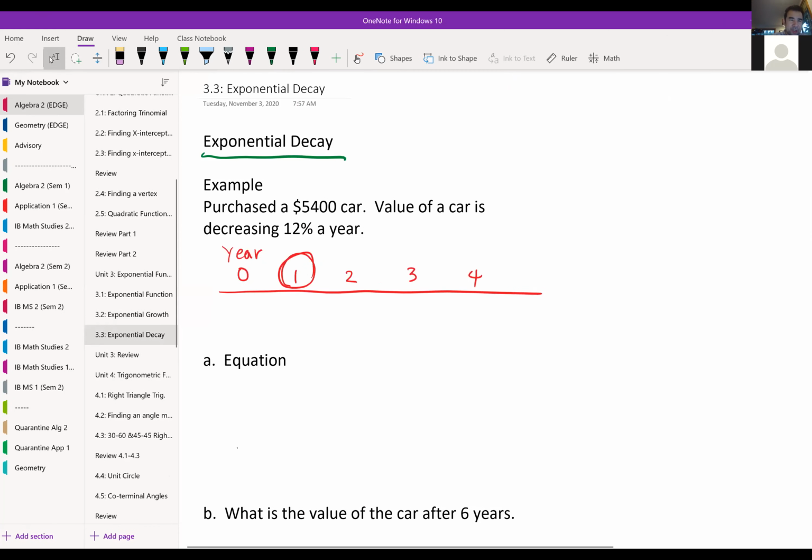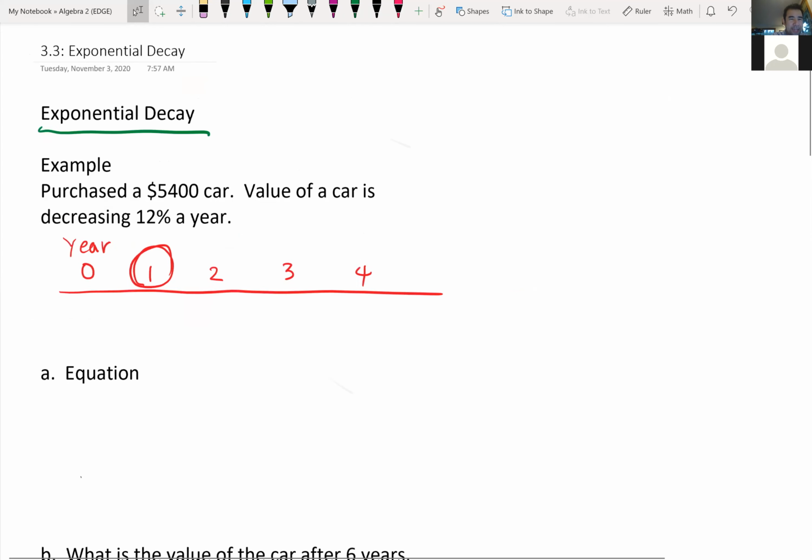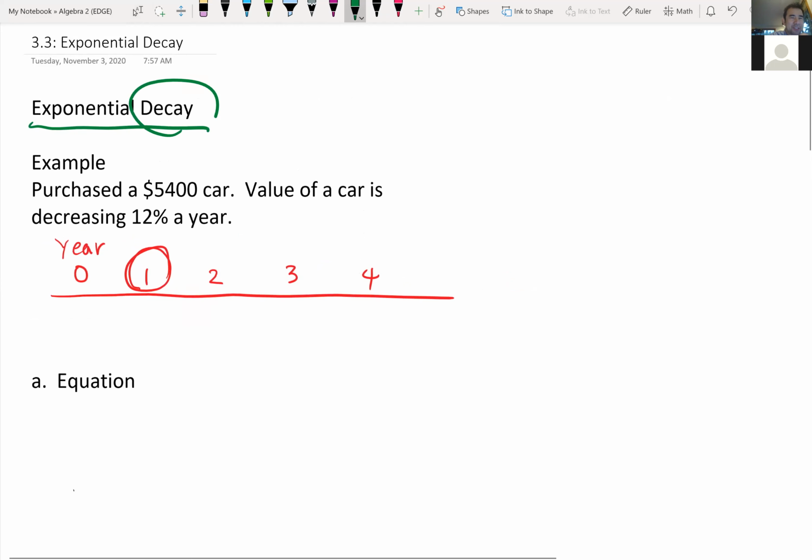When you see the word decay, it means to rot, right? In more common terminology. But in a mathematical setting, exponential decay represents exponential patterns that go down, usually in number and value. Okay. So what kind of things go down in value?